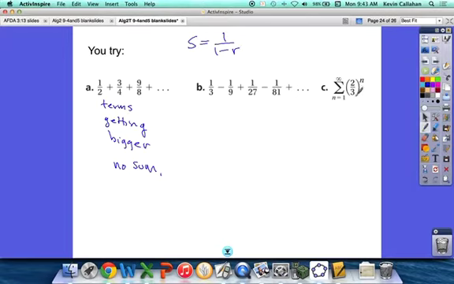How about this one? What is the R? It's whatever is being raised to the power, 2/3. So use the formula. And that was incorrect. That was supposed to be A1. So, did anybody get a sum?